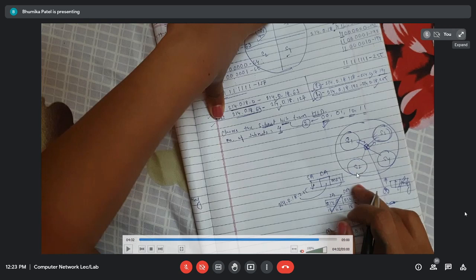That means if router 3, in the particular link on which subnet 2 is connected, this interface is somehow going to fail, right? This line is going to fail.